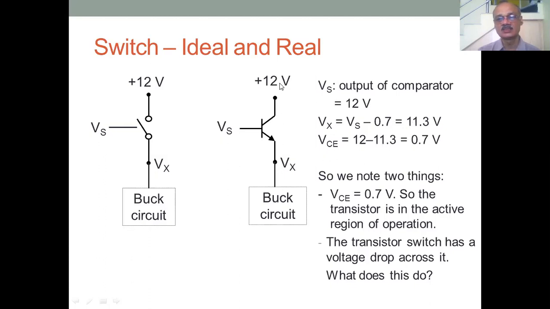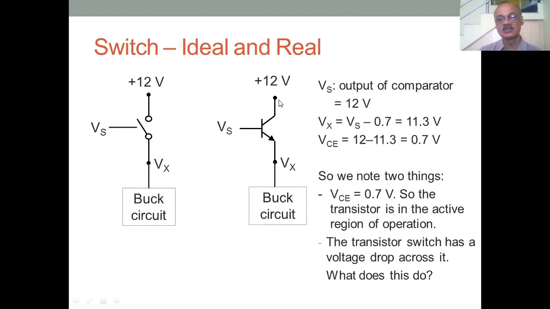This collector is connected to 12 volts. So the collector-emitter voltage is 0.7 volts, which is more than 0.2. So the transistor is acting in the active region. So we know two things, the first of which I already said.